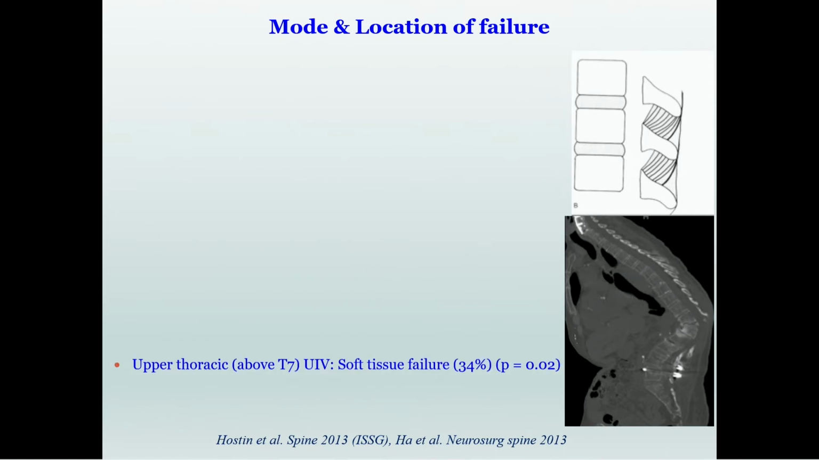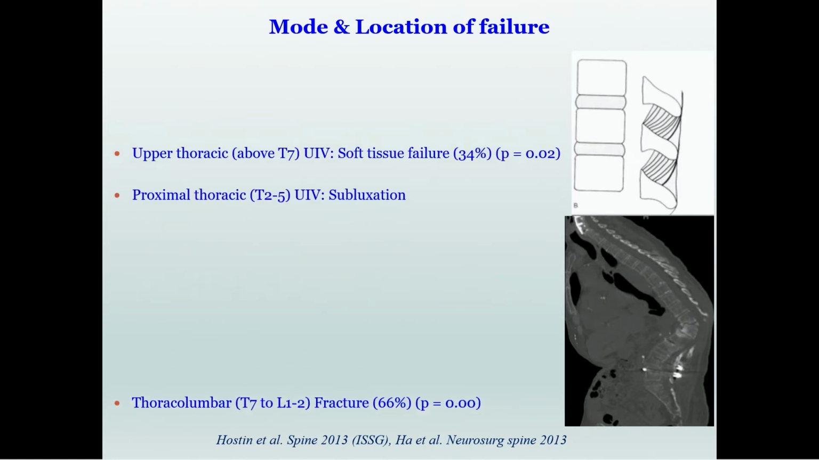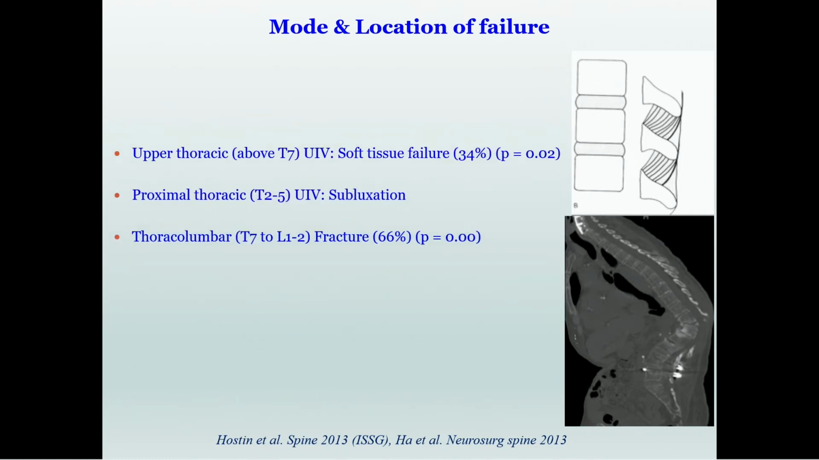So, mode and location of failure. If you're looking at different aspects of the spine, the upper thoracic spine is typically associated with soft tissue failure. In the proximal thoracic spine between T2 and T5, it is some proximal failure or some ligamentous complex failure leading to PJK. In the thoracolumbar spine, it's typically associated with fracture, which could be fracture within the screw-bone interface or compression fracture at the top level with screw cutout.